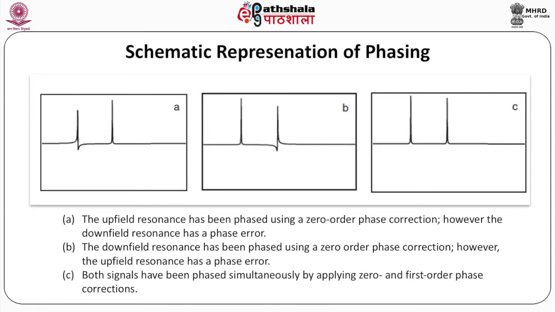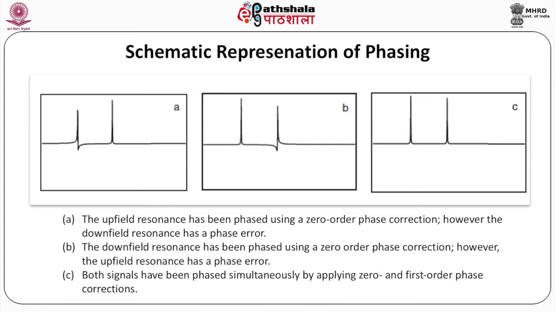Upfield means towards the right and downfield means towards the left, and this is used in terms of chemical shift, which we will discuss in the next module. In B, the downfield resonance has been phased using a 0 order phase correction. However, the upfield resonance has a phase error. So, basically this is to show that all the peaks in the spectrum cannot be phase corrected to give pure absorptive peaks by using just theta 0.